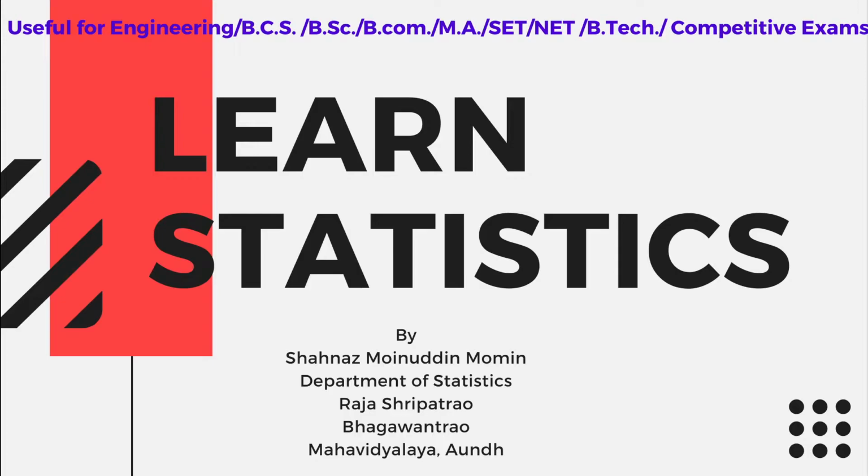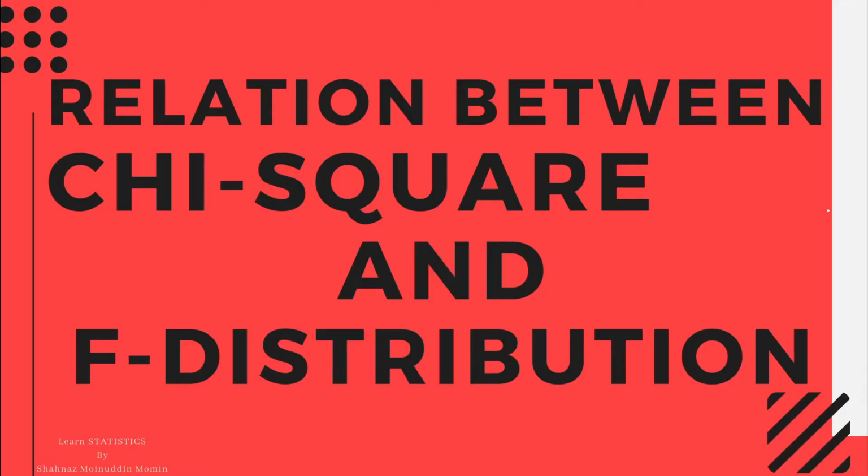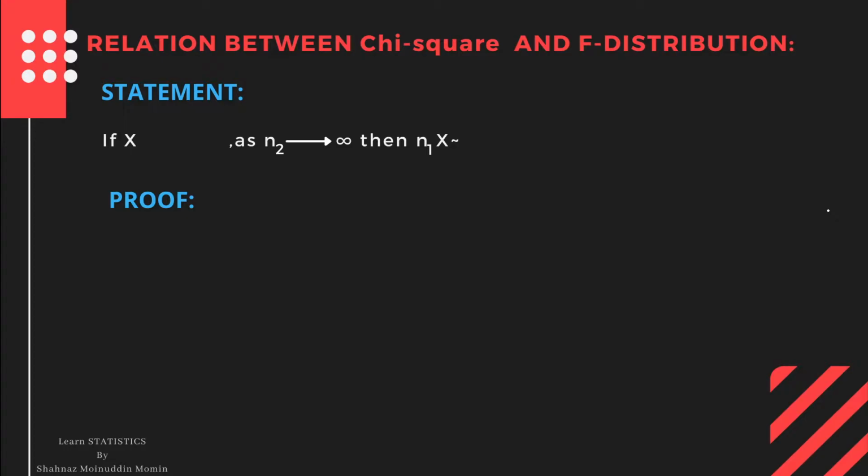The topic of today's lecture is F distribution. In the F distribution, we will discuss the relation between chi-square distribution and F distribution. In the previous lecture, we have already discussed the relation between T distribution and F distribution. Now in this lecture we will discuss the relation between chi-square and F distribution. So we should start with the statement of the relation.